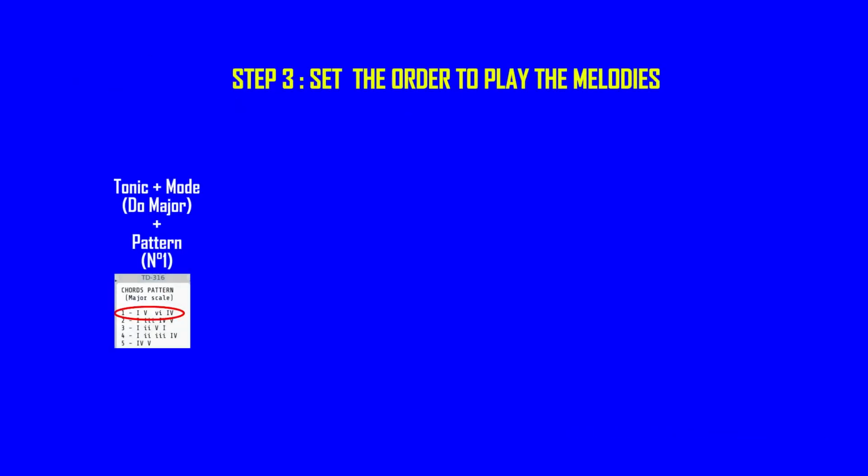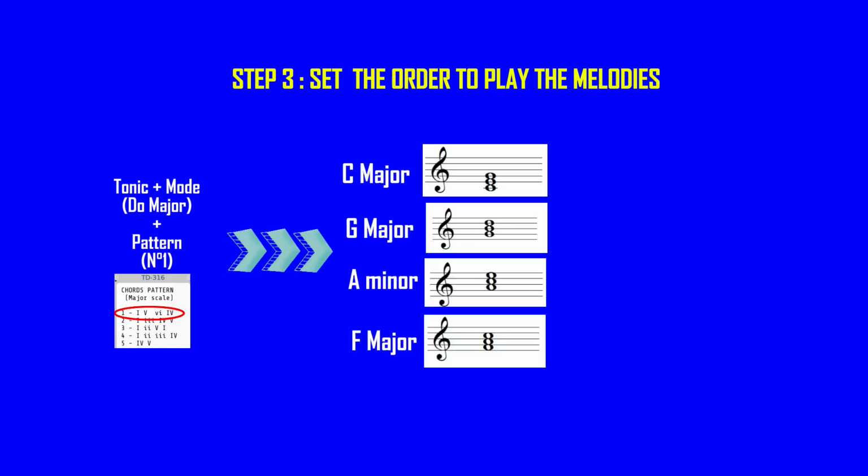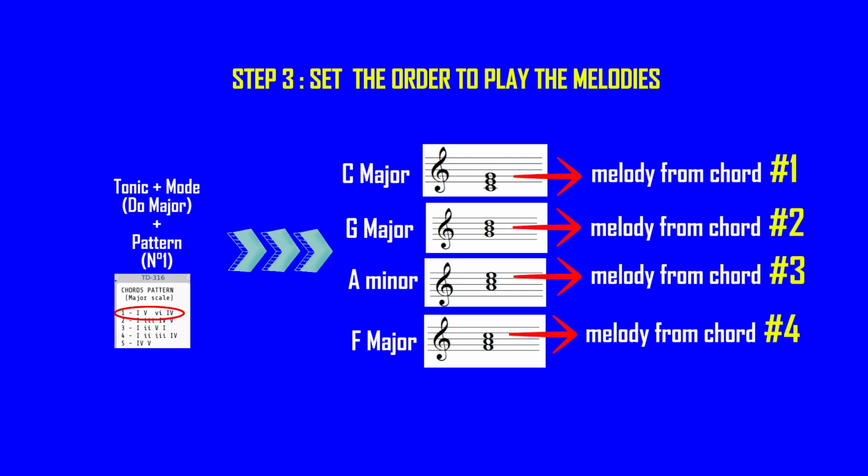The next step is to specify the order in which we want the melodies for each chord to be played. To define this order, we apply the convention of numbering the chords from 1 to 4, based on the initial choice made from the 10 available sets. In the example seen previously, this amounts to assigning the number 1 to the C major chord. The G major chord is number 2, A minor is number 3, and F major is number 4.